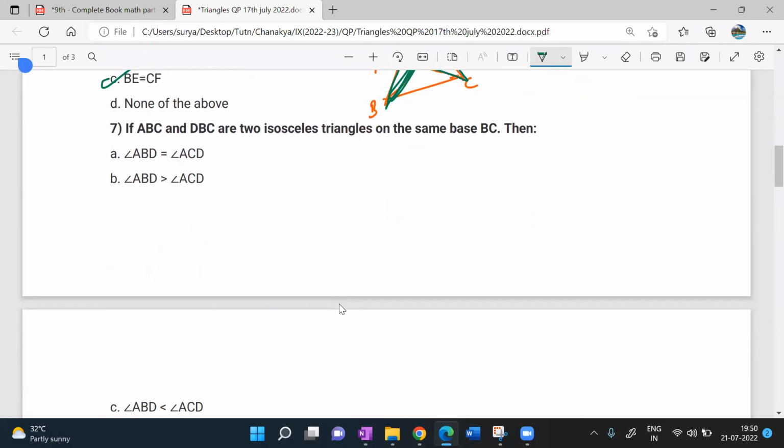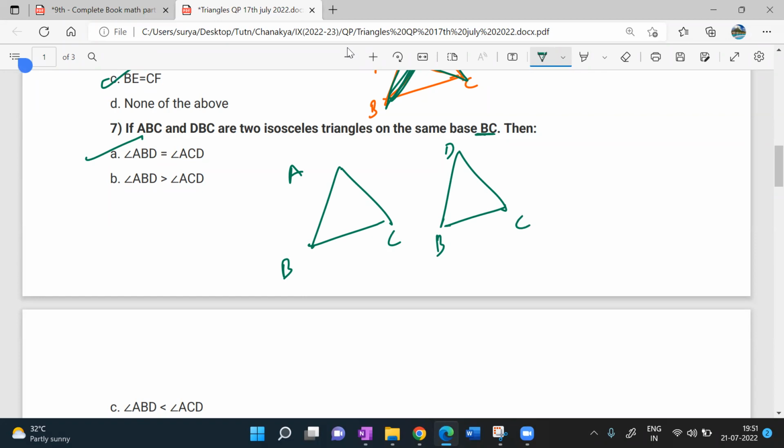Next, if ABC and DBC are two isosceles triangles with the same base BC, then what is angle ABD? Yes, angle ABD is equal to angle ACD. This is a triangle, and this is another triangle. I drew them inverse, like A, this one first, then B, B, C.